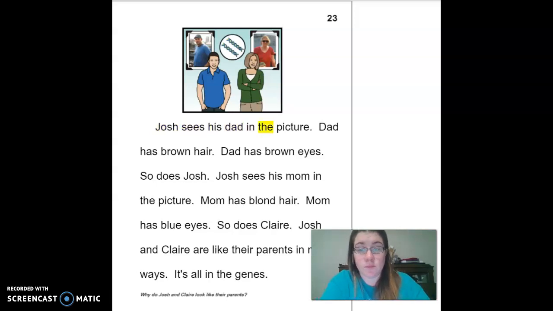Josh sees his dad in the picture. Dad has brown hair. Dad has brown eyes. So does Josh. Josh sees his mom in the picture. Mom has blonde hair. Mom has blue eyes. So does Claire. Josh and Claire are like their parents in many ways. It's all in the genes.